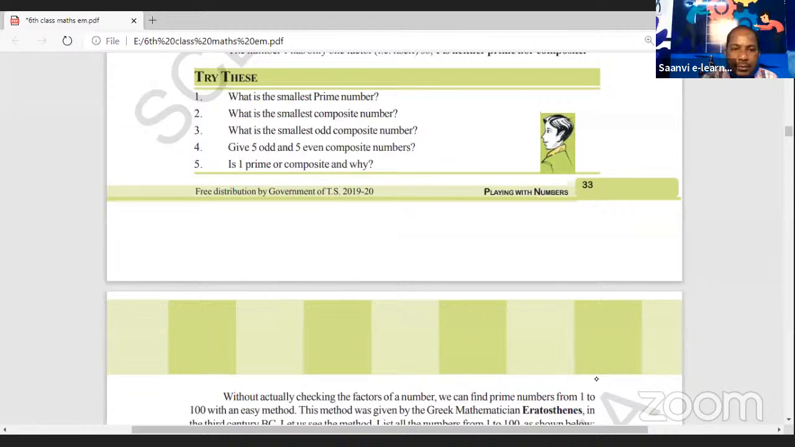Okay. So give 5 odd and 5 even composite numbers. You should give examples: 5 odd composite numbers and 5 even composite numbers. And the fifth one is, is 1 prime or composite?